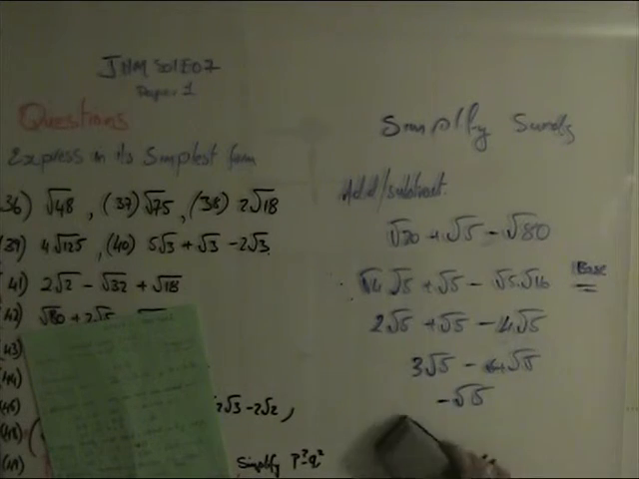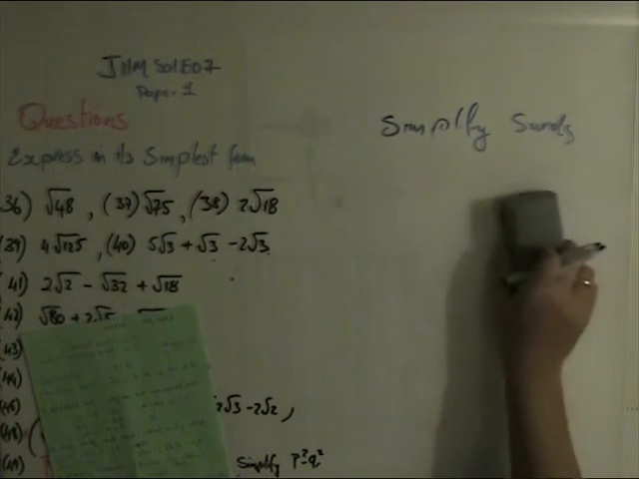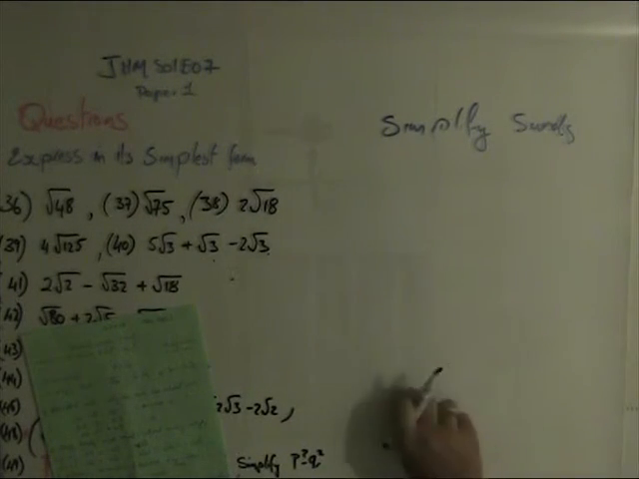So that's adding and subtracting surds. You must get the same base. Remember, same base came up before with solving index questions.